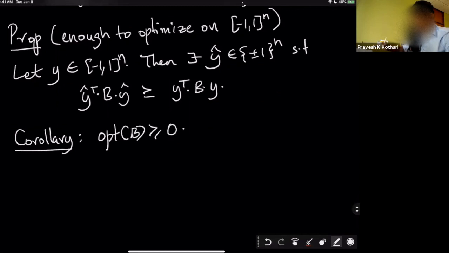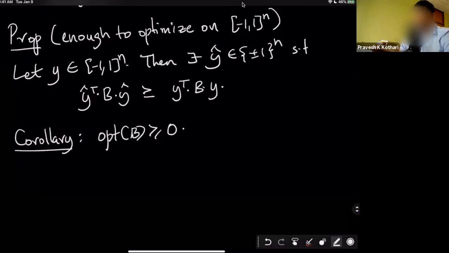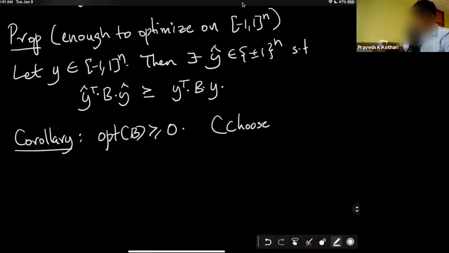Why is that? Well, if you take the vector y to be the 0 vector, which does live in the solid hypercube, then it achieves a value of 0. And so if I apply a proposition, then I know that I can actually achieve at least that value also on the corners of the hypercube. Okay, so I'll just say choose y equals 0 and apply proposition.